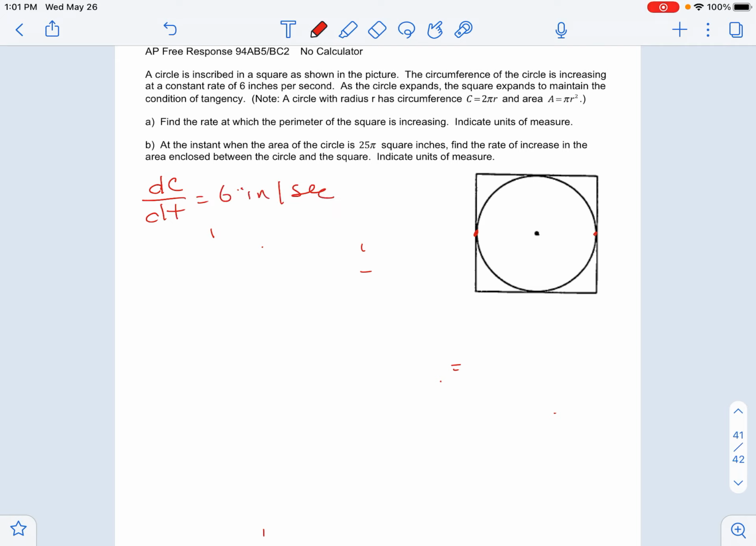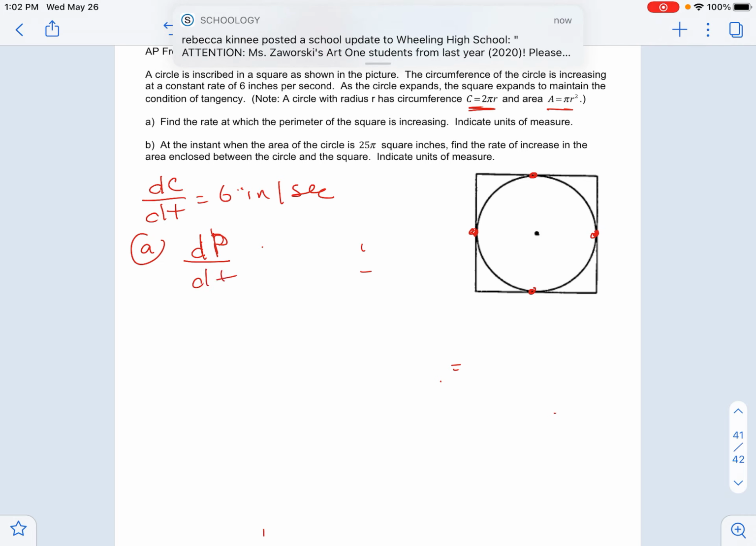And they tell us as the circle expands, the square is also going to get bigger so that this tangency is maintained. So the circle will touch the square at these 4 points every single time. And they give us a couple formulas, the circumference and the area of the circle. Okay, part A says find the rate at which the perimeter is increasing. So dP/dt is what we are looking for.